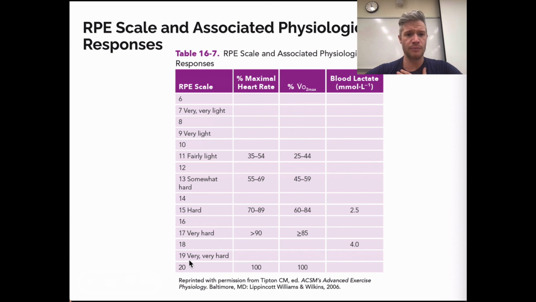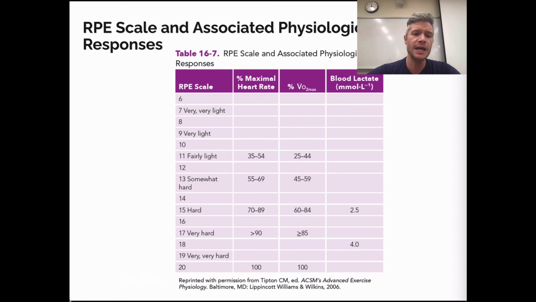So usually you'll have a Borg scale, which will look like this. With some words, so they'll hone in on hard and say a number slightly more or less, or very hard, and give you numbers that way. And sure enough, we have corresponding maximum heart rates or percentages of VO2 max. We will talk about blood lactate in a later video, but you can see that we'll start hitting our 4.0 threshold here and 2.5 there.